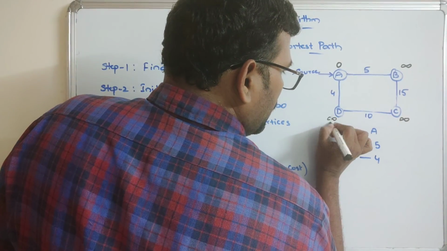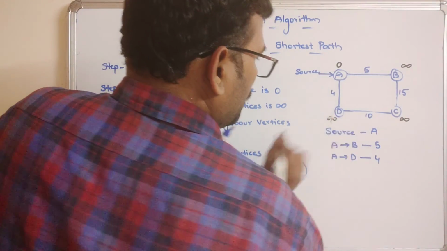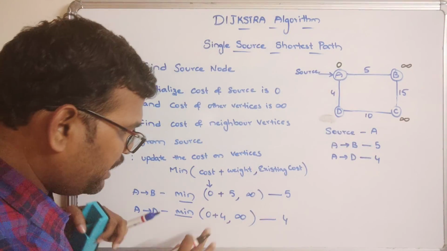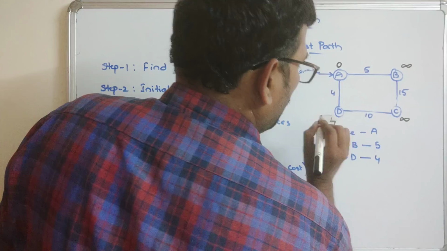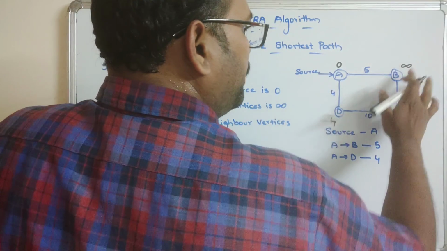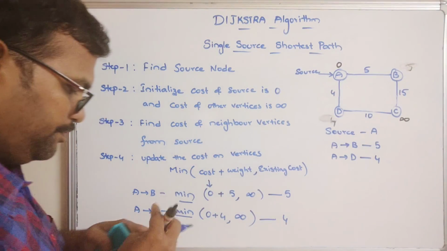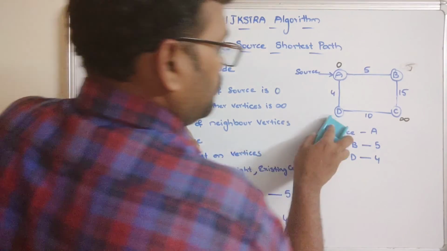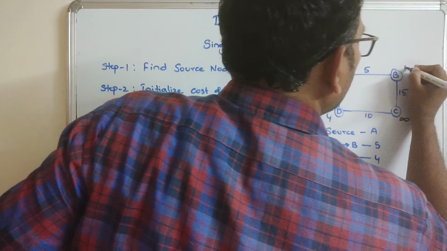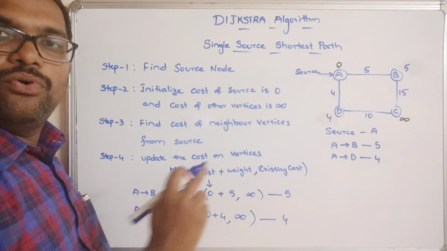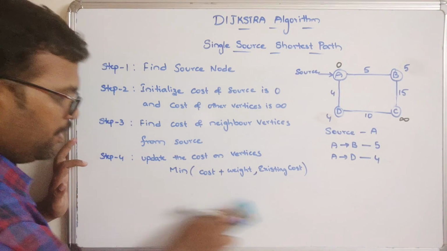So simply remove this one and update it with 4 for D, right? And update this one with 5. So this is 4 and this is 5. Now what happens next?